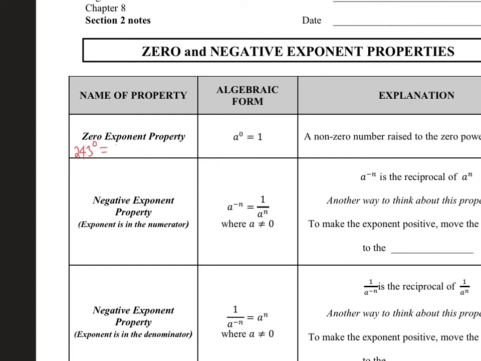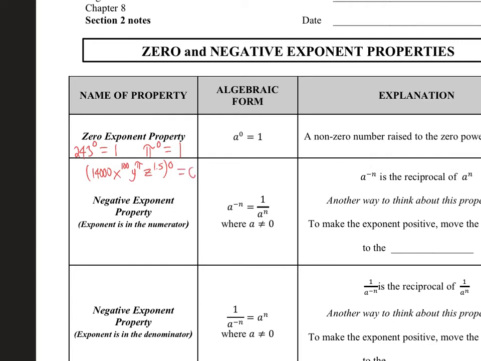Hopefully you got the answer 1. If you plugged in 243 to the power of 0, you got 1. What about pi? Try doing pi to the power of 0. You should also have gotten 1. Okay? What if we did 14,000 x to the 100th, y to the pi, and then z to the 1.5, all to the 0 power? What do you think we're going to get when we plug something like that in there?